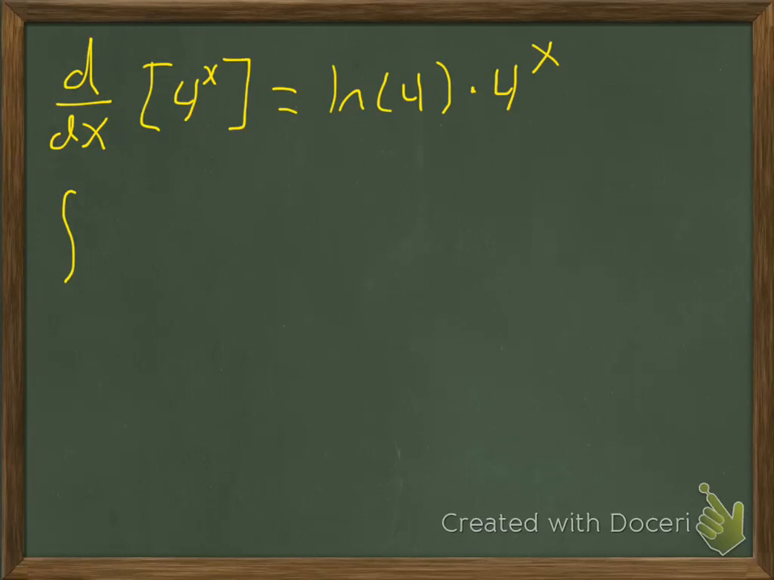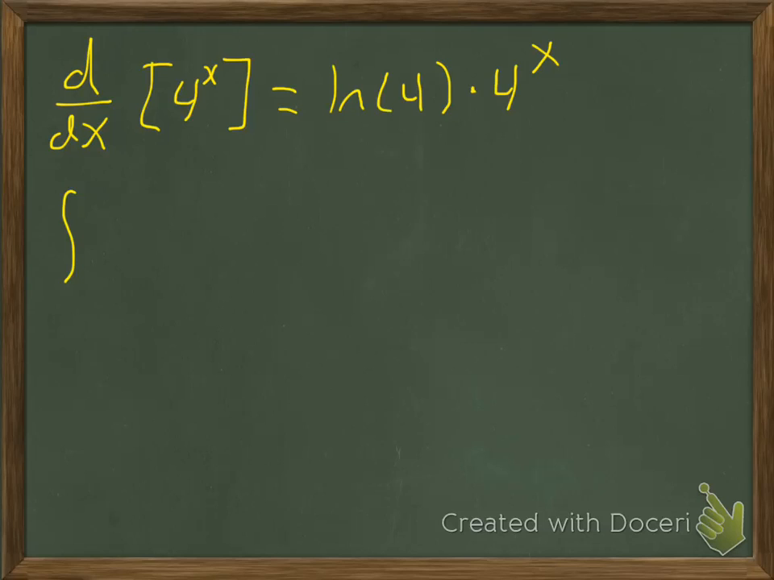Alright, so we're going to look at finding the antiderivative of exponential functions of base other than e. So we're going to take a look at first taking the derivative of 4 to the x power. And when we took the derivative, we had ln of 4 times 4 to the x. And so what the antiderivative is going to do is it's going to be something real similar to that.